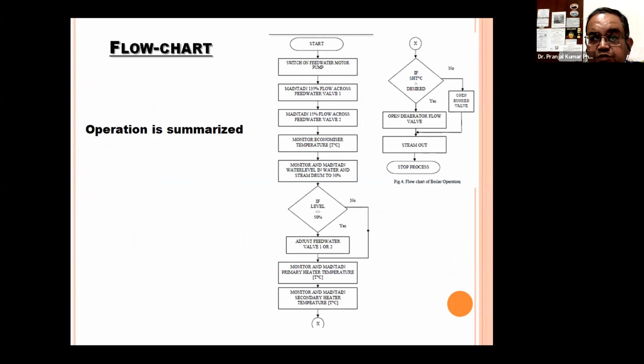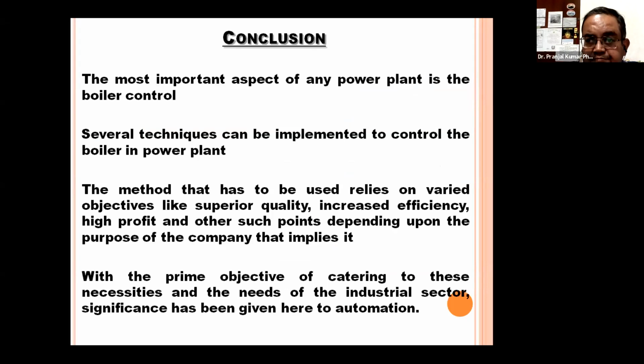If you see, the start is to switch on the feed water motor pump, then it maintains this much percentage of flow across the feed water valve. Then it again maintains 15% flow across feed water valve 2, then monitors the economizer. And then if the level is 50% below, then it is no. If it is more, then it's yes. Then it gets adjusted and maintains the primary heater temperature, and finally monitors and maintains the secondary heater temperature. So based on this flow chart, you can either stop the process or you can continue the process.